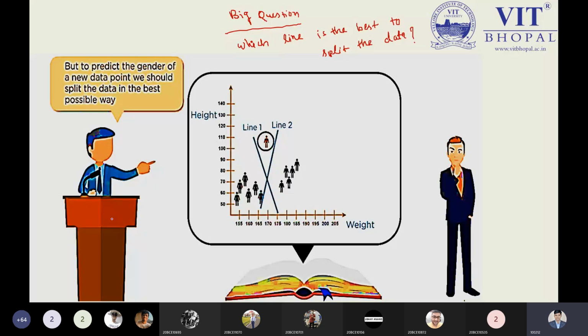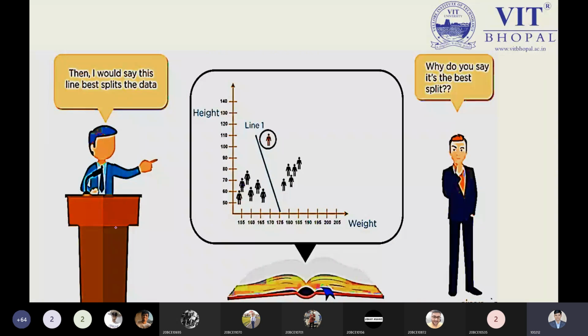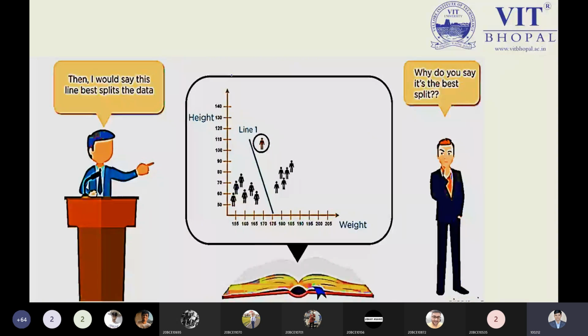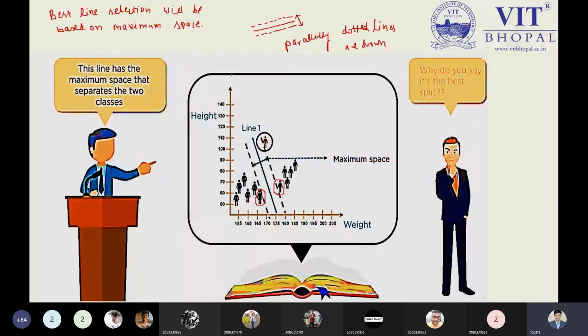To understand and to choose a proper line that can split my data properly to predict the new input data that could be male or female, we have to use some terms, and those terms belong to the support vector machine. And from this point, the actual support vector machine working is going to start. So here we have points. So how do you say the best split, right? So line one or line two? Okay, so let us understand this point.